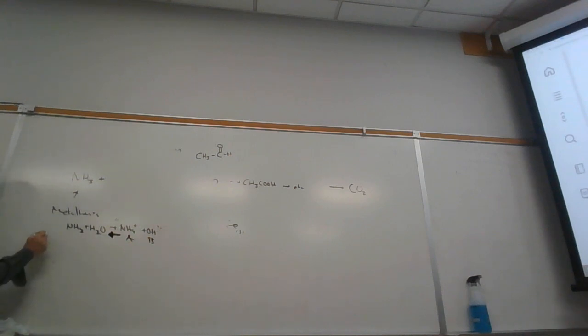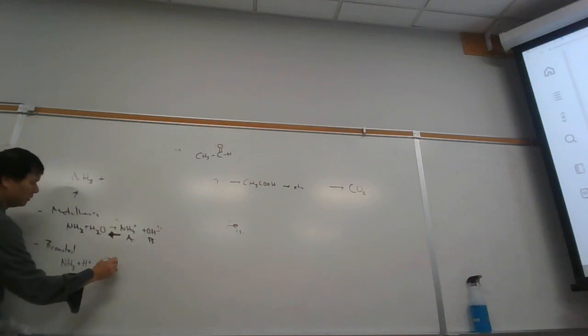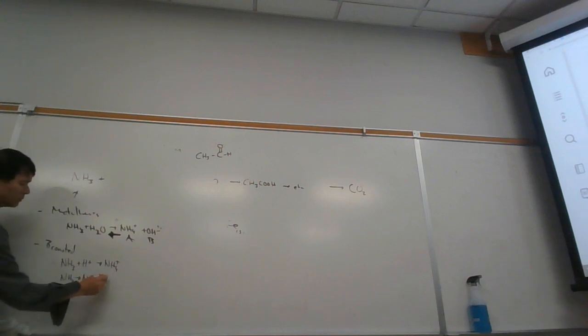The other way of dealing with this is Bronsted. Ammonia is a proton acceptor, so it can take a proton to form ammonium. Or ammonia is a proton donor, but it's a really poor proton donor. Ammonia is not normally thought of as an acid, to make amide plus a proton.